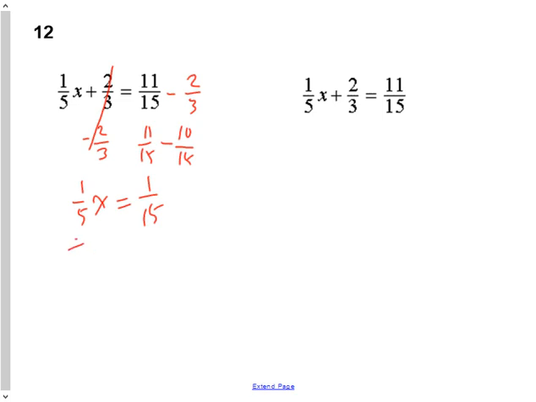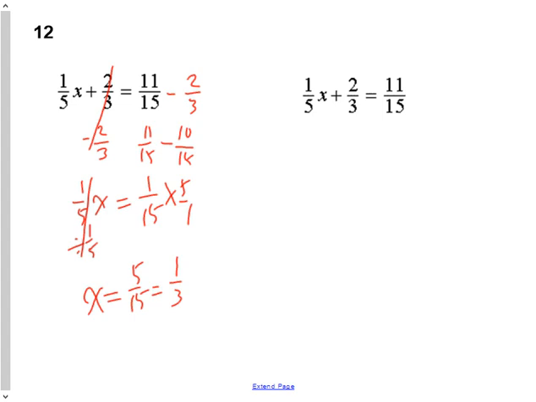Then I'm going to divide by the coefficient. And dividing by 1/5 is the same thing as multiplying by its reciprocal. So I'm going to divide by its reciprocal. That's going to get me x over here by itself equals 5/15, or in lowest terms, 1/3. Okay. Now that's a little bit more labor intensive because it involves a little bit more fraction sense, but it still works if you use it.